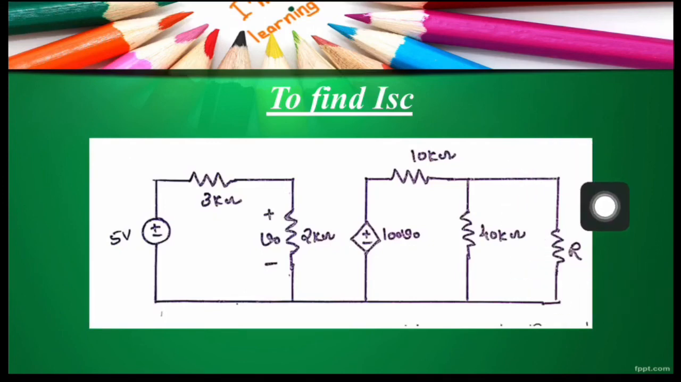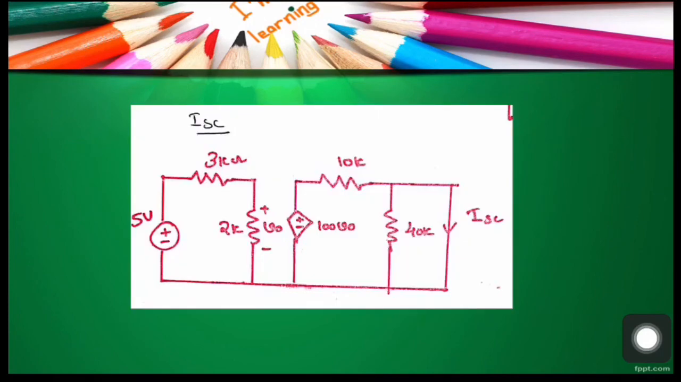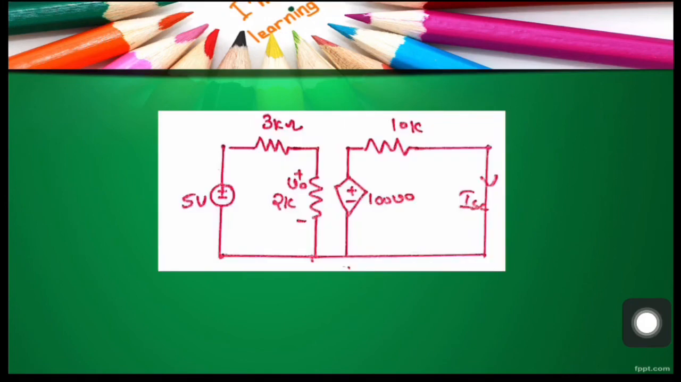Our next task is to find ISC, that is the short circuit current across the load terminals. This is our load terminals. When we short circuit these terminals, we get a network like this, and ISC is marked as the current across it. You can see this 40 kilo ohm and the short circuit path are connected in parallel, hence there is no significance for this 40k. So we remove that resistor and get a network like this.